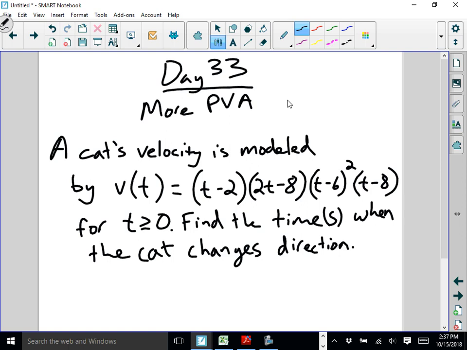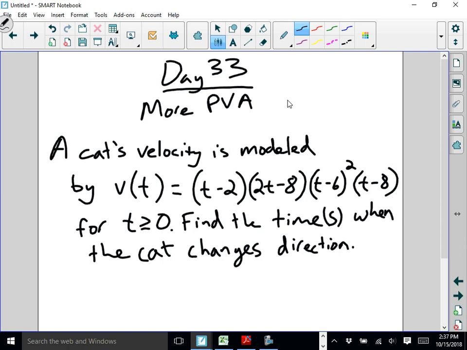when velocity changes signs. The nice thing is we already have the velocity equation here, right? And the other nice thing is it's already factored for us. So to find the times when the cat changes direction, we need to find all the zeros of our velocity, and then we need to do a test, right? Just because there's a zero doesn't mean necessarily that the cat changed directions there. So we have to test to make sure that those points actually work.